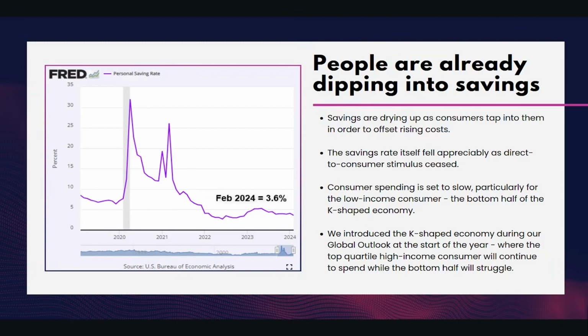And speaking of which, let's talk about the consumer a little bit. So we all know that people built up a lot of savings during the pandemic, and you can see the spike here in the chart. Unfortunately, much of those excess savings have been spent now, and consumer spending is definitely slowing. So we're seeing savings decline, particularly for the low-income consumer. People are actually dipping into their savings to spend. And again, we see this as a K-shaped economy, where the spending is coming from the top 25% versus the low-income consumer.